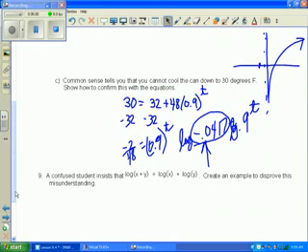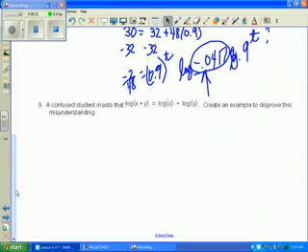Okay, number 9. A confused student insists that log of x plus y is equal to log of x plus log of y. Create an example to disprove this misunderstanding. Right, you just pick a value for x and y. Any, just randomly pick a value for x and a value for y.